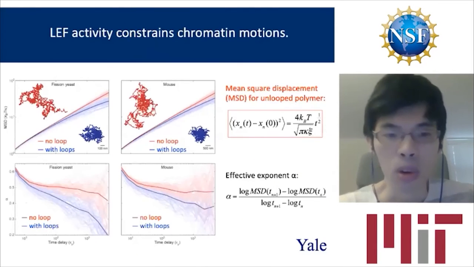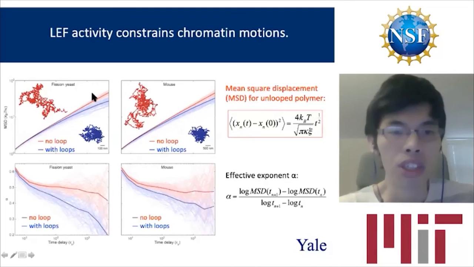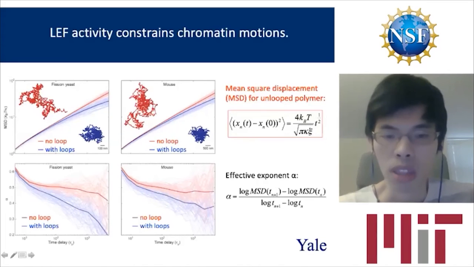Next, we explore the chromatin dynamics by mean square displacement. We perform the simulations in two different organisms, fission yeast and mouse. So the time scale of the polymer and the bead sizes are different. In the Rouse regime, the MSD for an unlooped polymer chain has a time dependence of t to the 1/2. So the MSDs are plotted with the red lines in the figures. Then we perform the simulations with the loops. Apparently, the average MSDs for looped polymers are lowered in both fission yeast and the mouse.